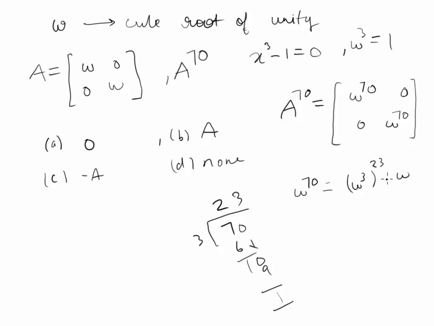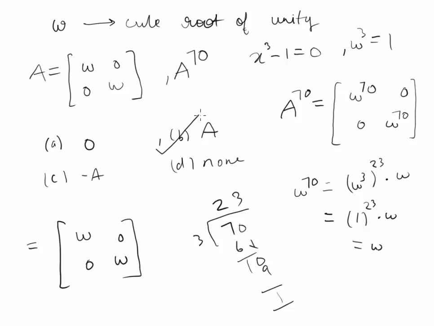And the reason to do this is that we know that omega cube is equal to 1, so we can simplify this as 1 raised to the power 23 times omega, which is just equal to omega. So what we'll get as the resultant matrix is this. Well, we just got our matrix A back, so the answer for this problem is option B, which is just equal to A.